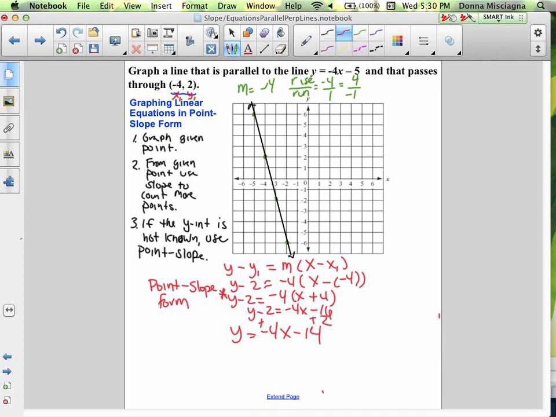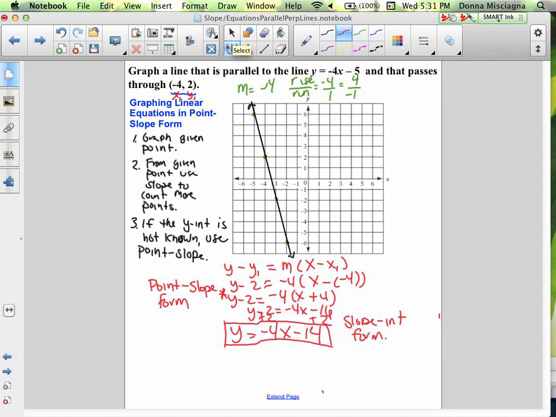I don't even know what happened to the 2 over here, that minus 2, but plus 2. There we go. It just disappeared. All right, so here's our equation in slope-intercept form. If I didn't write so big, I'd have plenty of room.